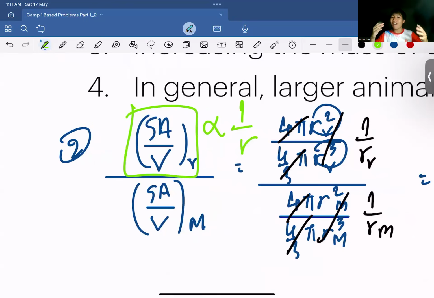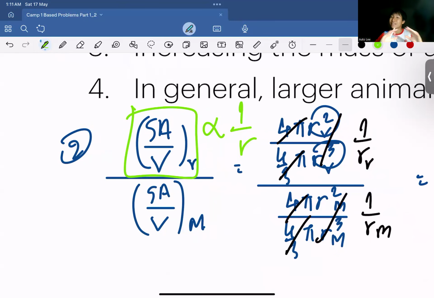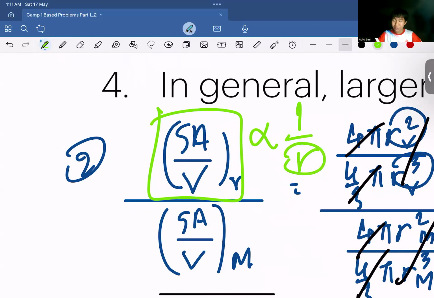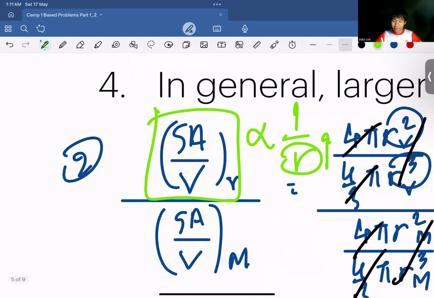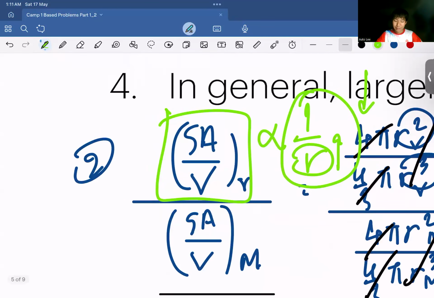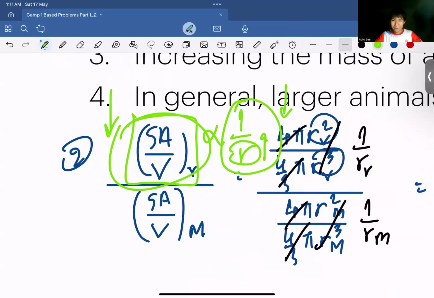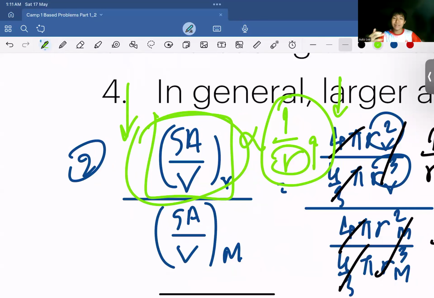Now, if R is big, in this case it's Valonia, right? Compared to Mycoplasma, Valonia is huge. And if R is big, that means that this fraction is getting lower, and that means that this ratio is lower because this is like the inverse relation. R is inversely related to the ratio.